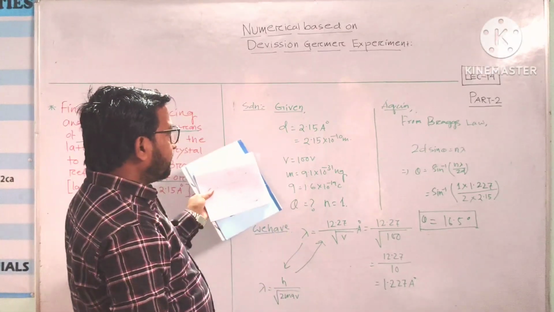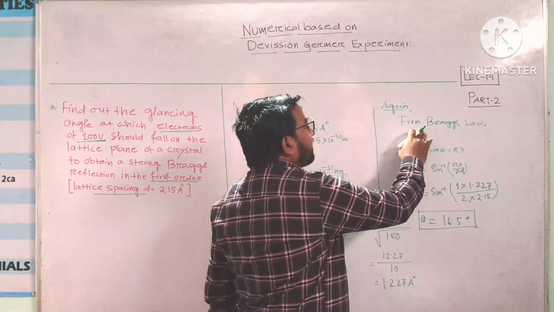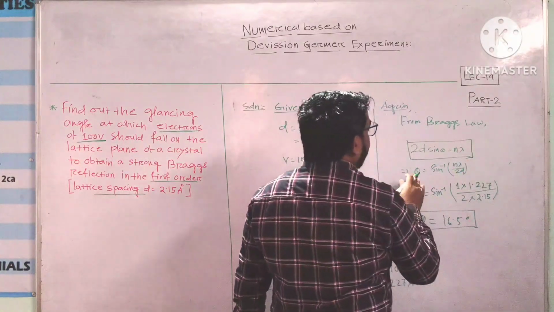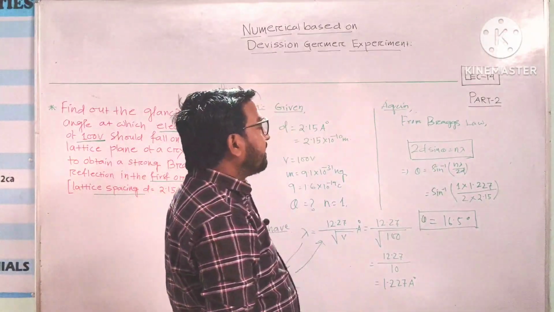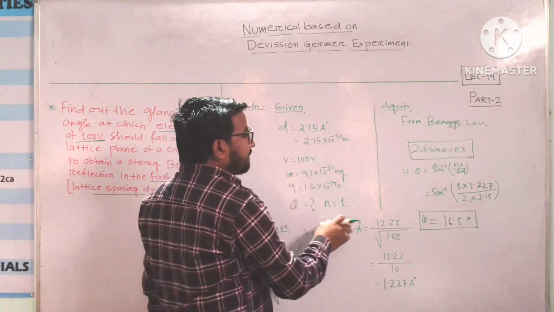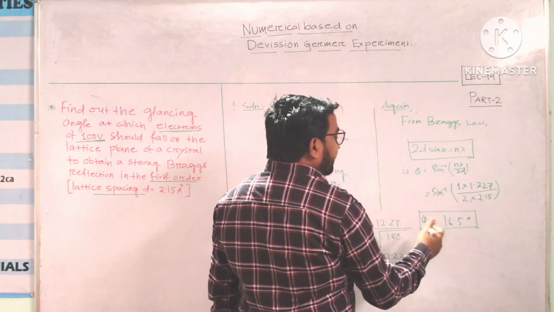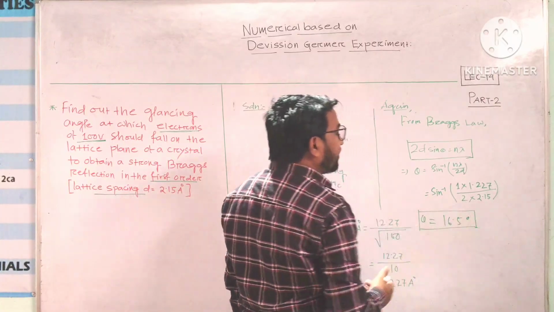And again, from Bragg's law, we can write 2d sin theta equal n lambda. This is called Bragg's equation, and theta equal sin inverse of n lambda divided by 2d. When all values are substituted in this equation, we get the magnitude of theta, that means the glancing angle, equal to 16.5 degree.